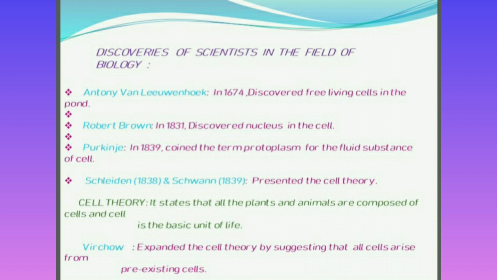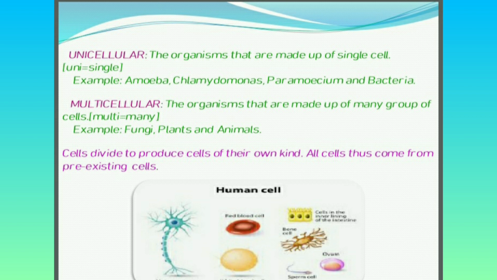which basically is your cytoplasm. Two other biologists called Schwann and Schleiden proposed the cell theory. The cell theory states that all plants and animals are made up of cells and the cell is the basic unit of life. Now, another scientist called Virchow expanded the cell theory by suggesting that all cells arise from pre-existing cells. These all were great discoveries in the field of biology.